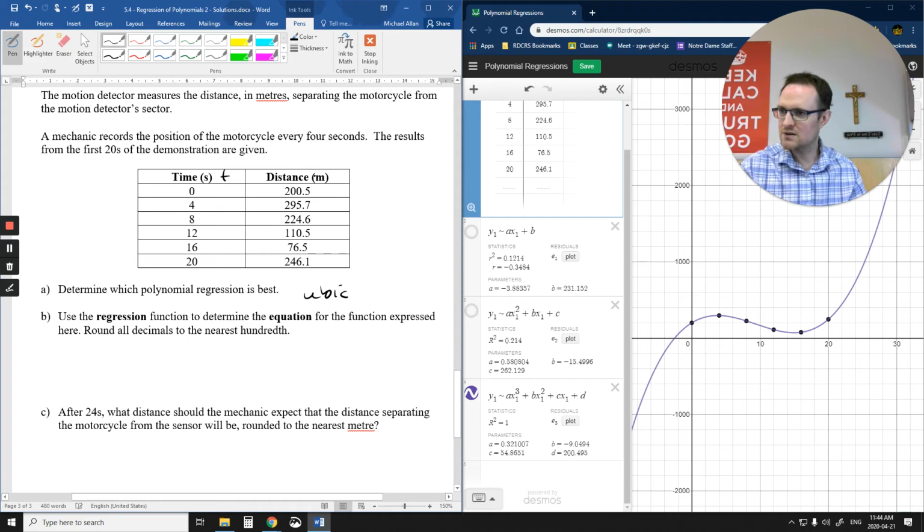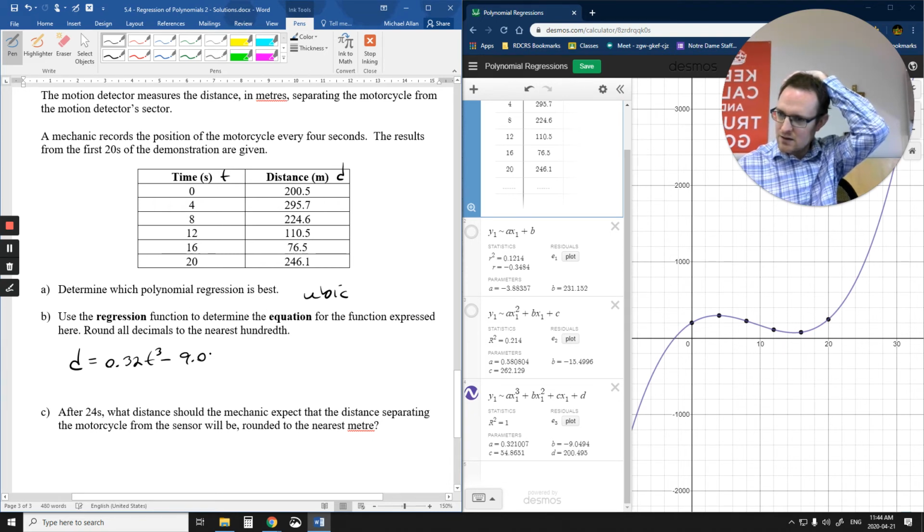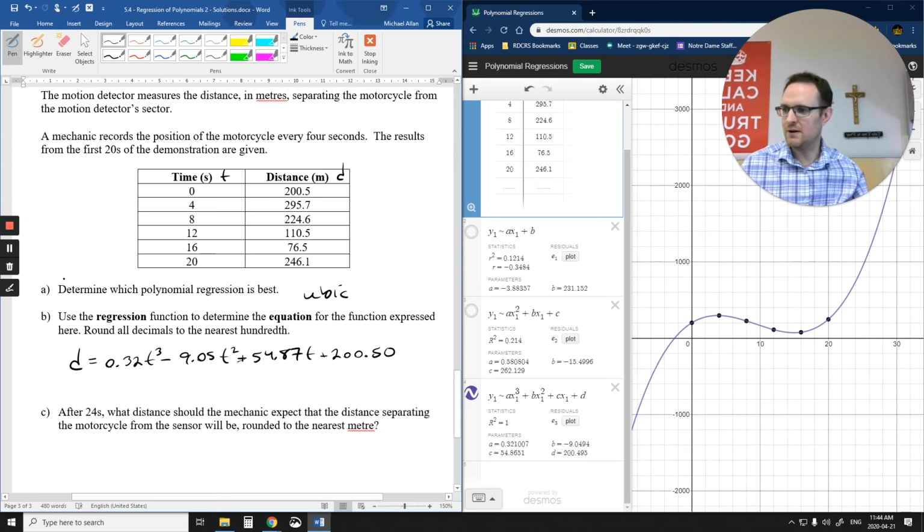I'm going to use t and d this time. Yeah, so my d is my output here. So ax cubed, so it'll be t cubed, sorry, minus 9.05 t squared, because that's the b squared one, plus cx, and then plus d. So there's my equation for that one.